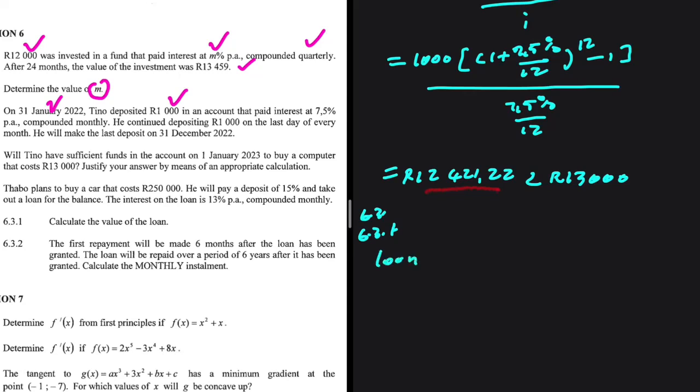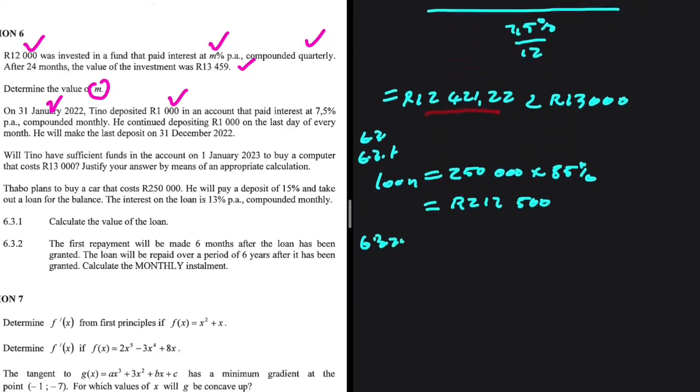The value of the loan is equal to 250,000 multiplied by 85%. The 15% is the deposit he is deciding to pay. So what is the amount of the loan? The amount of the loan will be equal to 212,500 rands.